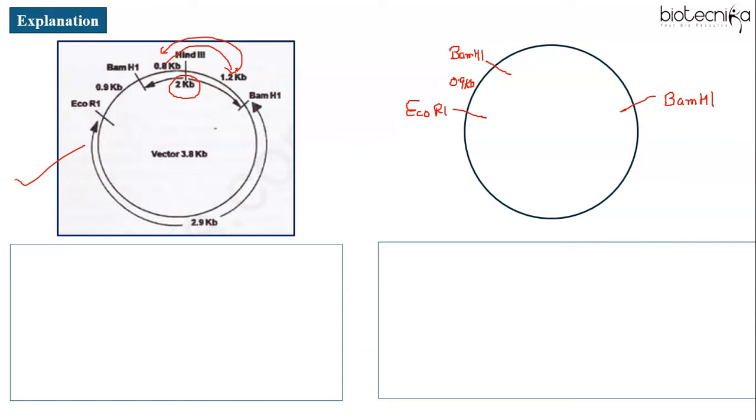And then this will be 1.2 kb because the insert is oriented in opposite direction, and this one will be 0.8 kb. And this is the HindIII. And this is 2.9 kb from here to here. Now to choose the incorrect statement, we have to go through each statement one by one.